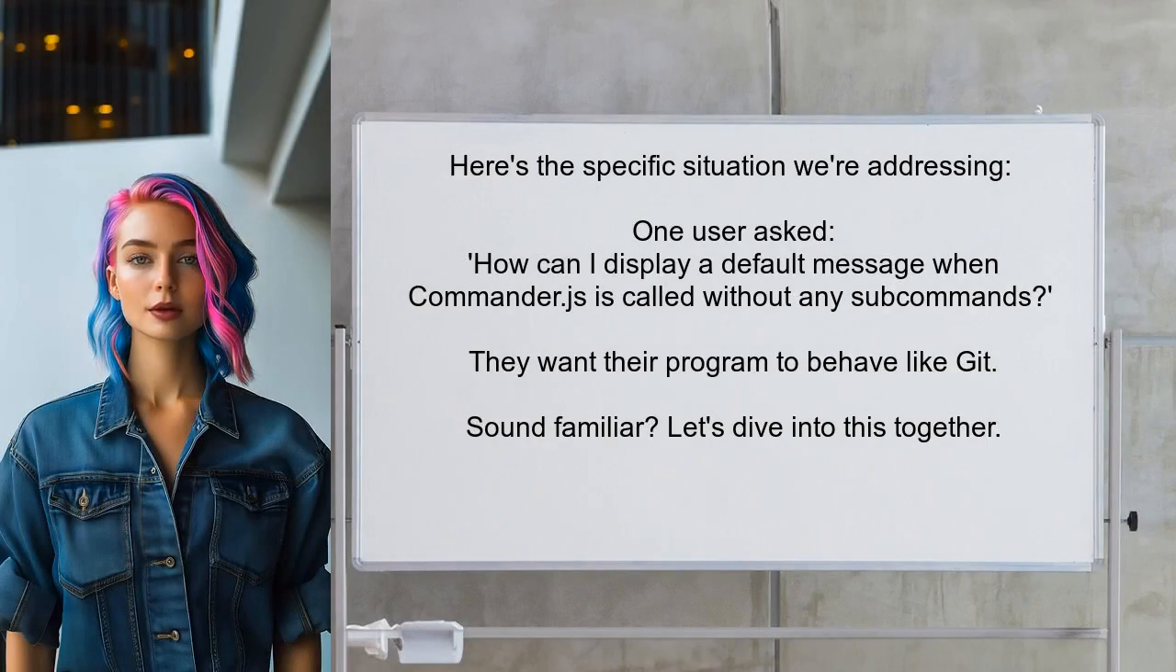Here's the specific situation we're addressing. One user asked, "How can I display a default message when Commander.js is called without any subcommands?" They want their program to behave like Git, which shows usage information when no command is provided. Sound familiar? Let's dive into this together.